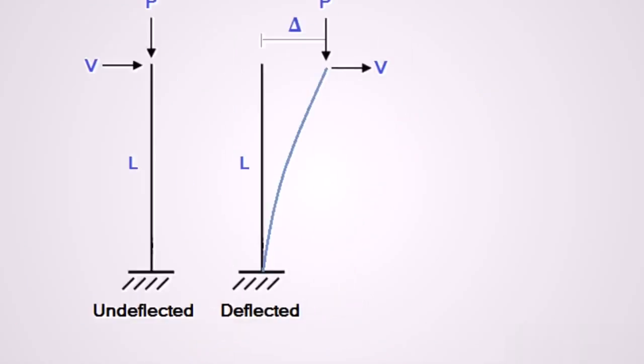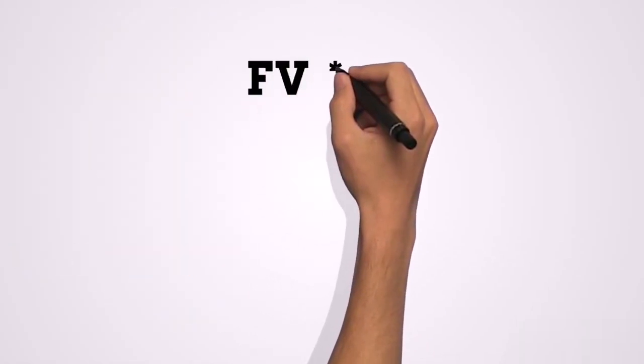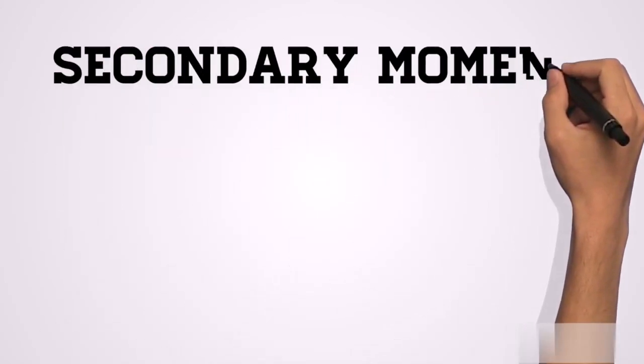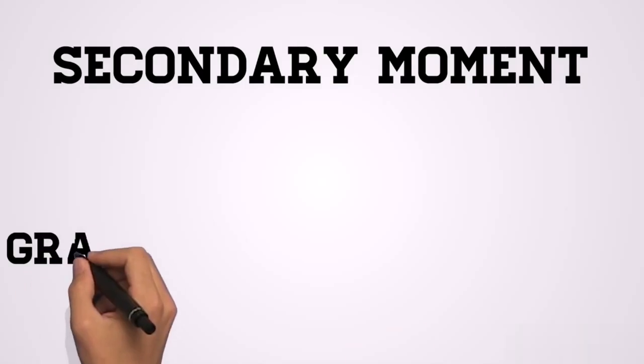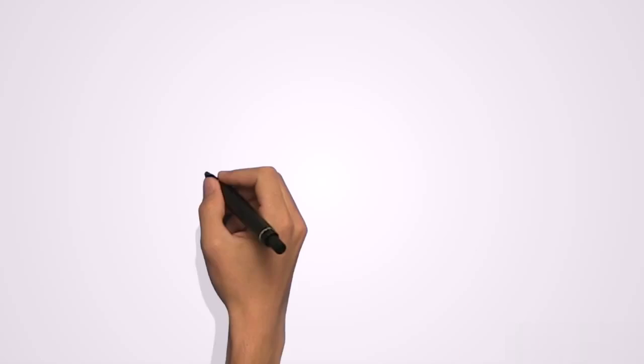Now, if we take the sum of the moment about the base of a structure, we have the vertical load multiplied by the height of the structure, which will be the primary moment. We are going to add this primary moment to the secondary moment, which is caused by the gravity load multiplied by the deflection. So this is the secondary moment, and the secondary moment is what we call P-delta effects.